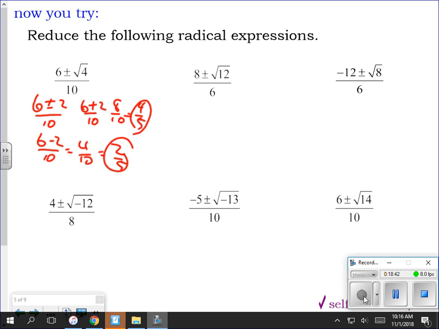Second one is 8 plus or minus root 12. Square root of 12, as we did earlier, is 2 root 3. So I get 8 plus or minus 2 root 3 over 6. 8, 2, and 6 are all divisible by 2. So I get 4 plus or minus root 3 over 3.